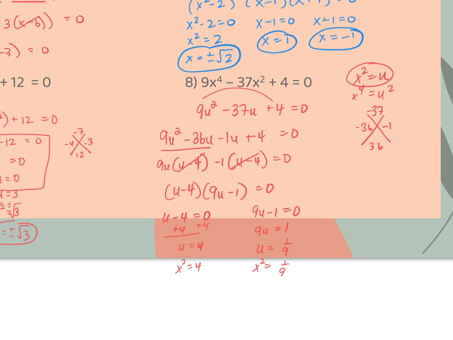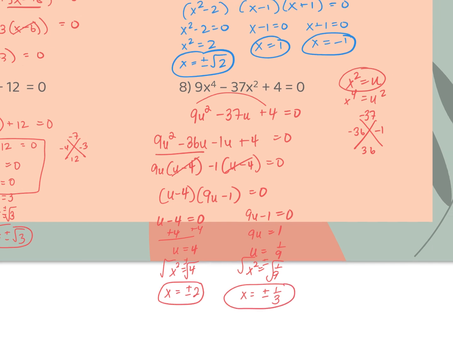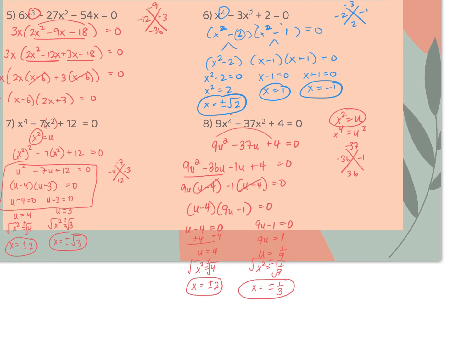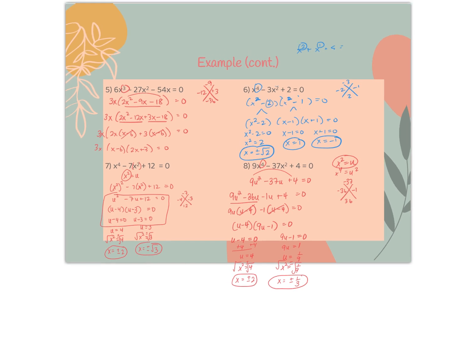So again, how do I get x squared? I take the positive and negative root of that right side. x equals plus or minus 2. There's two solutions, plus and minus. x equals plus or minus 1/3. And there are my 4 solutions. Again, 4 solutions is what I should have gotten. So again, the u makes it a little bit easier. I can kind of do it without that, but if you're struggling, I think the u makes it a simpler process.